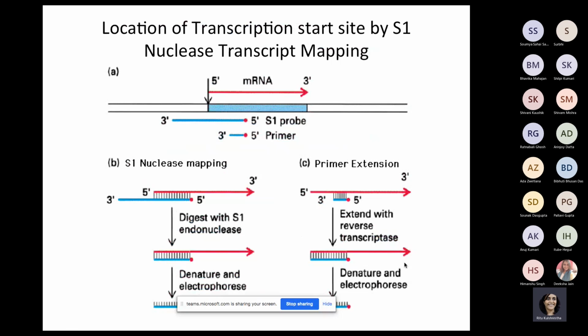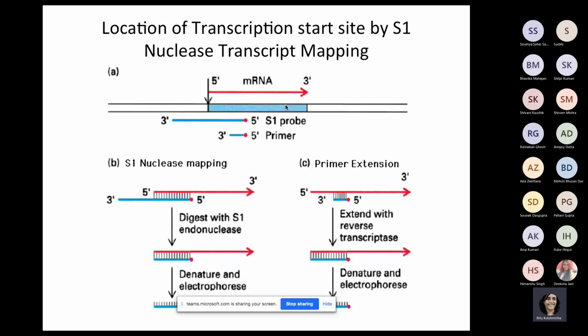So next, let's say you have this mRNA and you want to know its transcription start site. Many times it could be that you made a cDNA library, and for whatever reason the cDNA that you got for a particular gene was incomplete. The ends were not there. So how do you trace the ends of a cDNA? For that there are three techniques that I'll be telling you. And all three are very simple techniques.